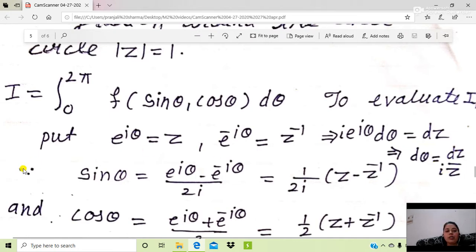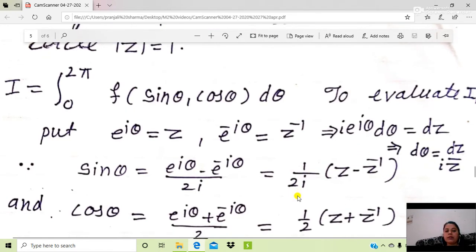Since we know the circular formula sine theta is equal to e to the power i theta minus e to the power minus i theta upon 2i, therefore in place of e to the power i theta and e to the power minus i theta, we can put z and z inverse. Therefore, sine theta can be replaced by 1 upon 2i into z minus z inverse, or z minus 1 by z multiplied by 1 upon 2i.